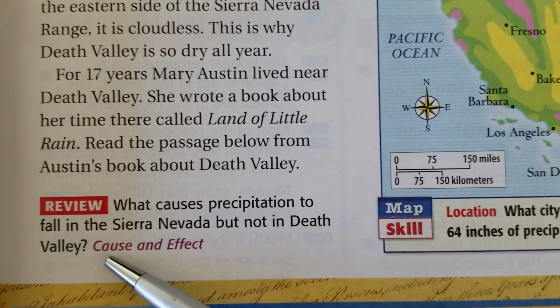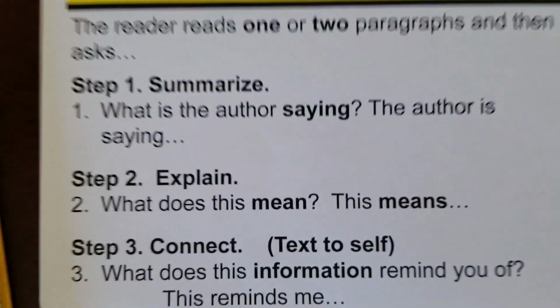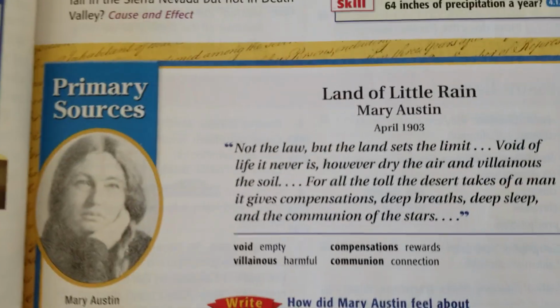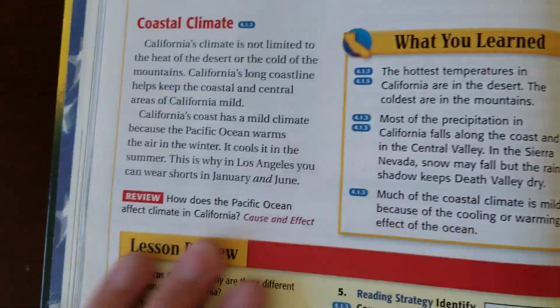Notice another question they tell you right away. It's cause and effect, which is the reading strategy. But remember, you are stopping every paragraph or two and summarizing, explaining, connecting. There's the passage. I'm not going to read it all because we're already at 10 minutes, and I want to keep these less than 15 minutes. And we still have some more reading to do.